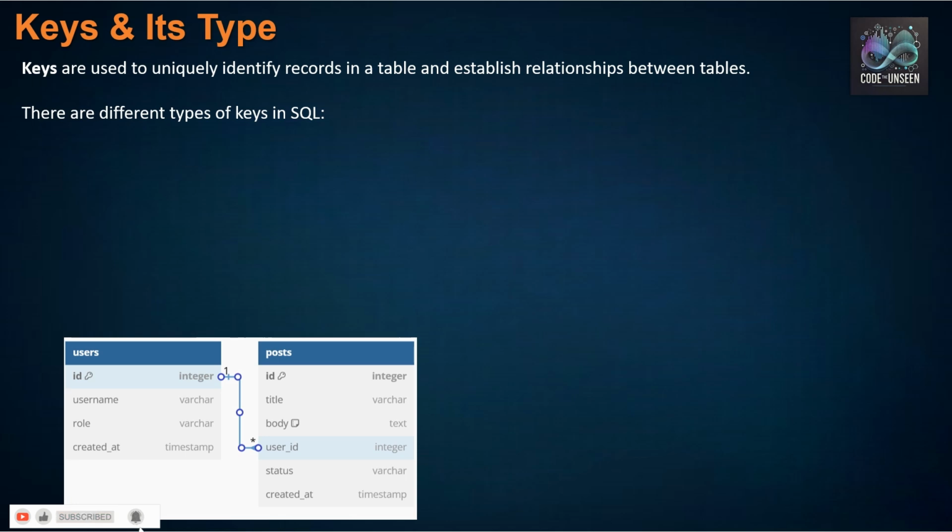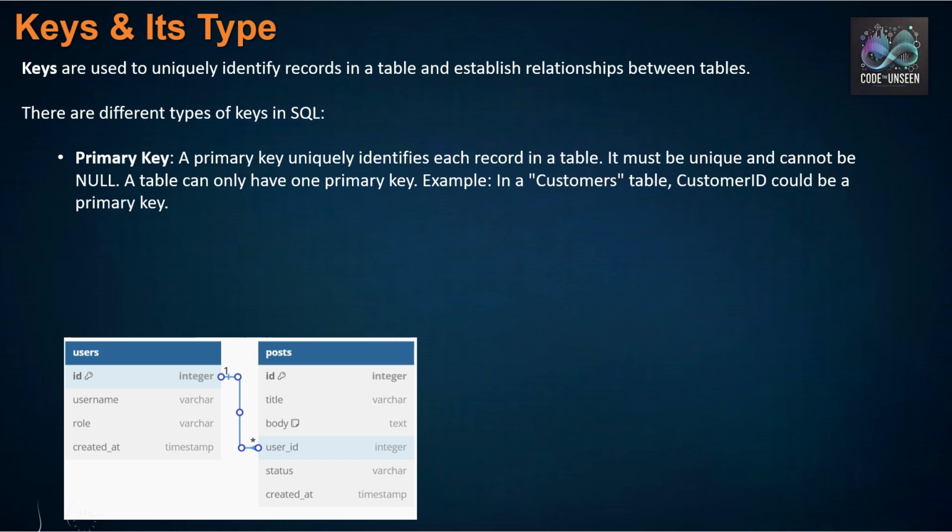Now let's understand about keys and its types. Keys are used to identify records which are unique in a table and also to establish a relationship between tables. There are different types of keys in SQL. So we will first start with understanding primary key. Here you can see a table at the bottom which includes users and posts. These are the two different tables within a database. So in the users table, ID is a primary key which will be a unique identifier for each record. It can't be a null value, and the table can only have one primary key.